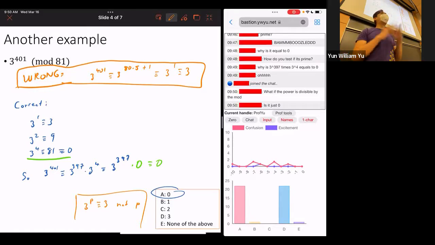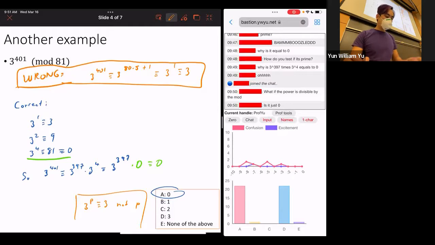And if the modulus is prime, then you won't ever get 0 as a power. Because remember, the powers repeat. And if you ever got a 0, well, then they'd all be 0 for the rest of it. So this can only happen if you have a composite modulus.